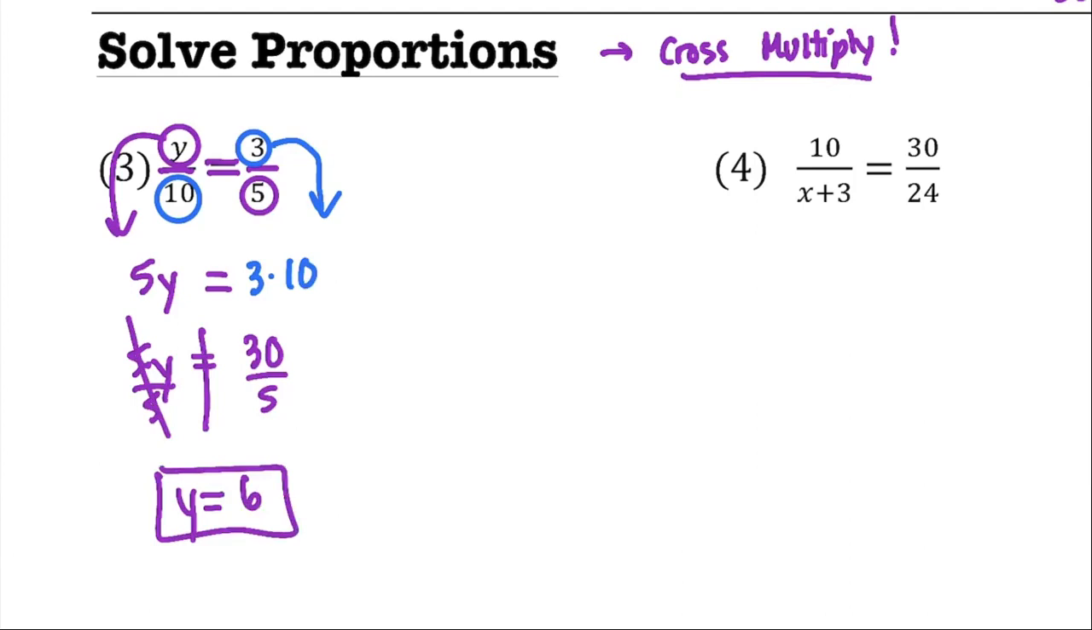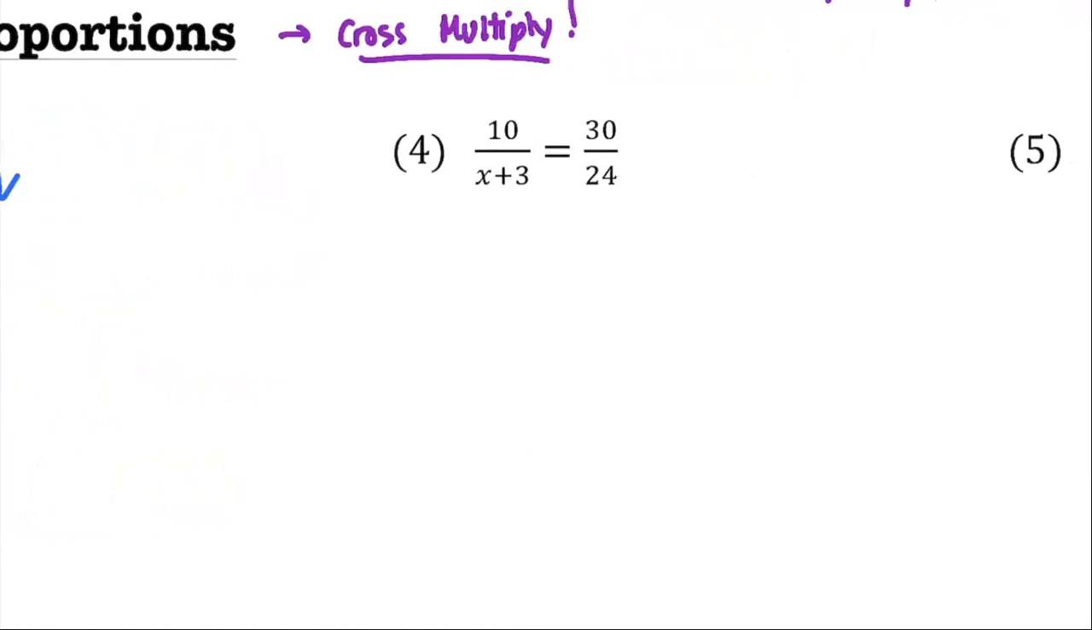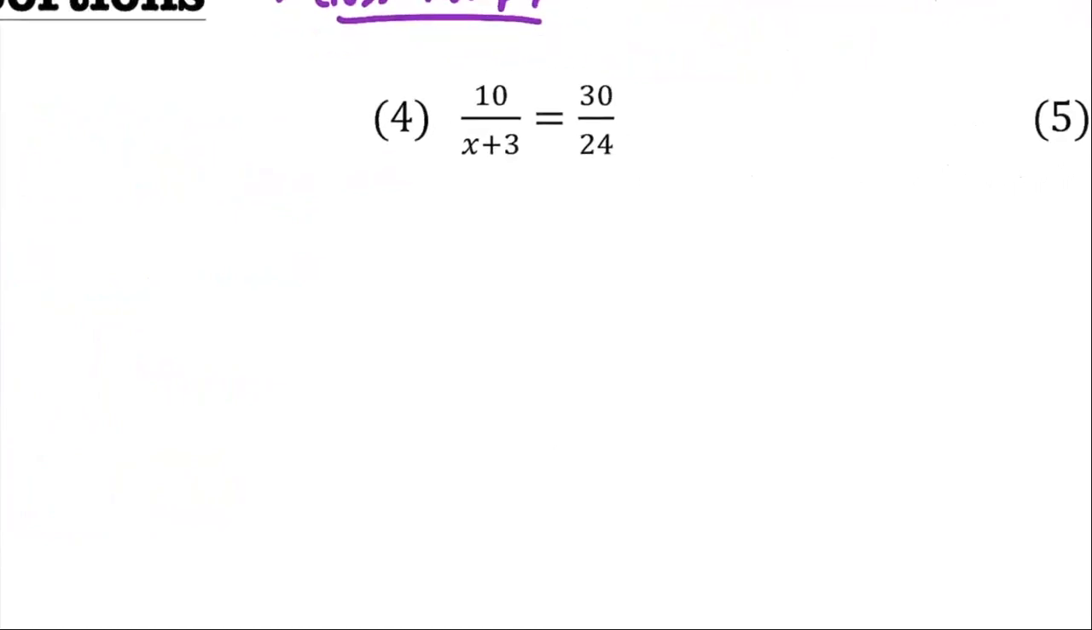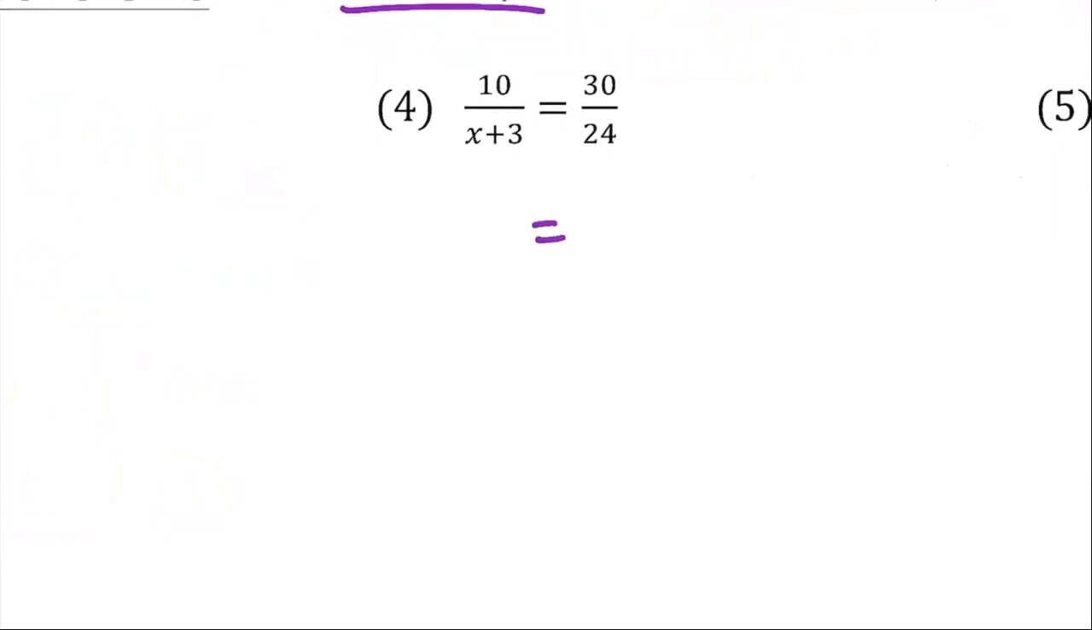Now, just like all equations like this, if we take 6 and plug this back in, 6 over 10 does equal 3 over 5. So y definitely equals 6. Now, that process of what we just did, we're going to do that again, even if there's more complicated things happening. Like on number 4, our equal sign is still going to come down, and we're still going to cross multiply.